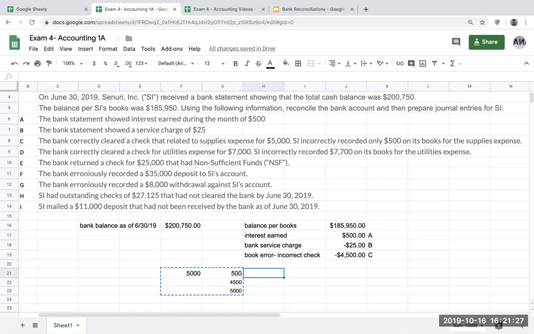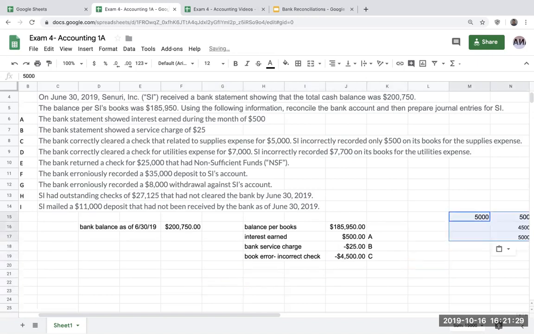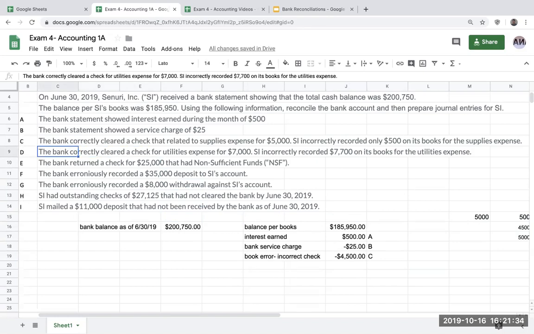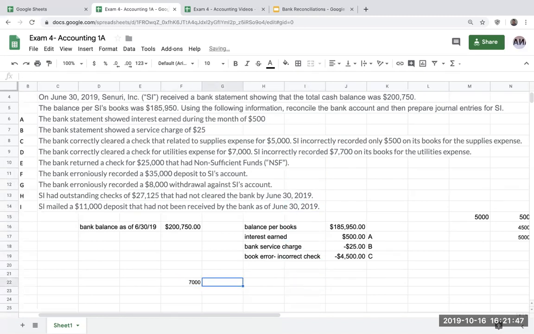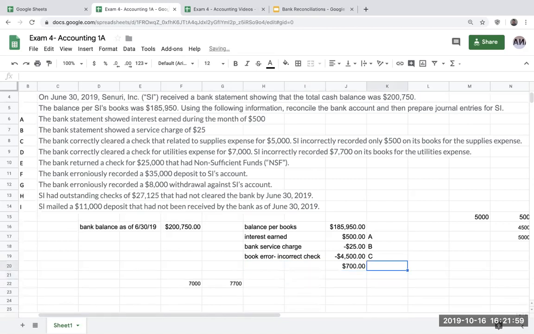All right, let's take a look at letter D. The bank correctly cleared a check for utilities expense for $7,000. However, I incorrectly recorded $7,700 on my books. If the bank correctly showed $7,000, but I had $7,700, what do I need to fix? Add $700 to cash. Correct. I'm going to add $700 to my book balance for cash.